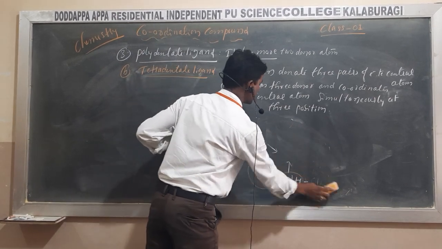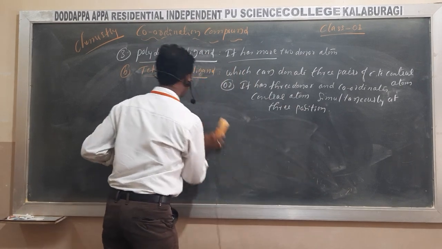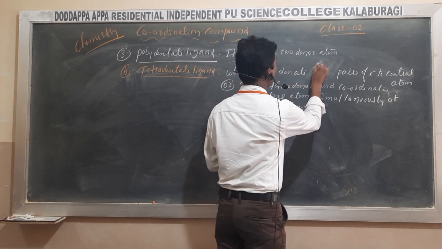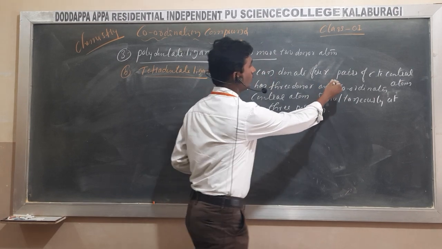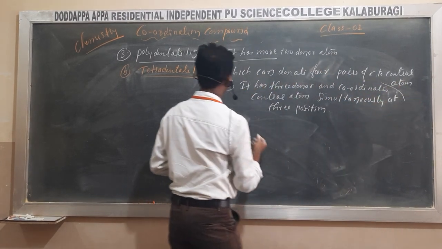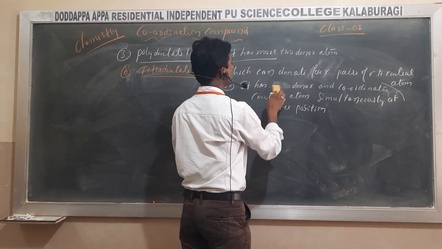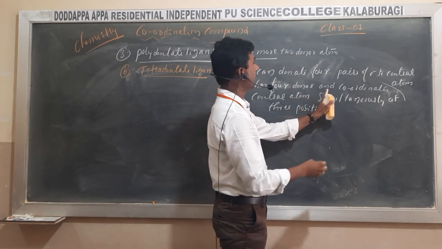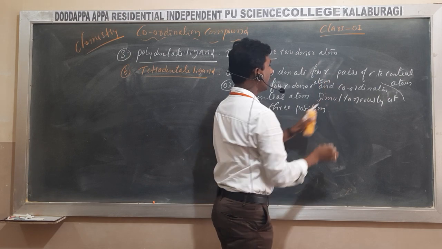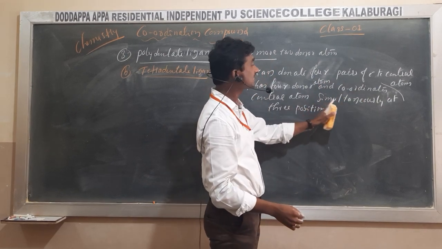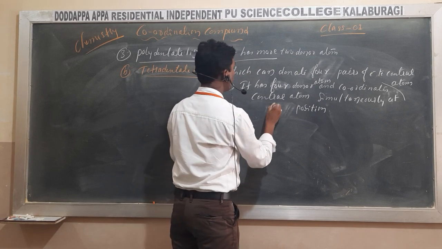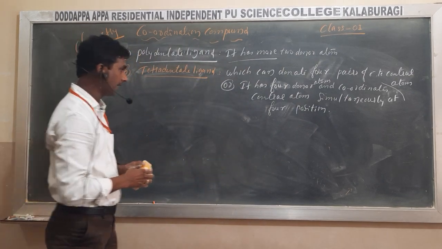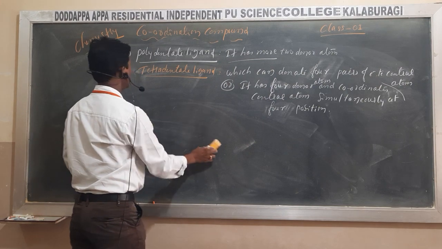Okay, so I can discuss. What is this tetradentate ligand? The tetradentate ligands can donate 4 pairs of electrons to the central atom. Or it has how many donor atoms? It has 4 donor atoms, and coordinates the central atom simultaneously at 4 positions. So it is called a tetradentate ligand.